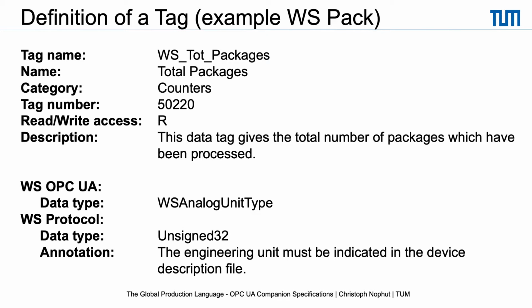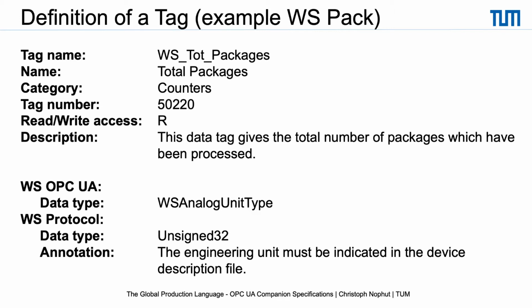The data tag definition could look like this. This is an example of the WSPAC specification. We have a tag name. This name is unique, and we have a more common name for the operator. The name could also be in different languages. We have categories, so there's a counter category. We will have a closer look at the other categories in a few slides.